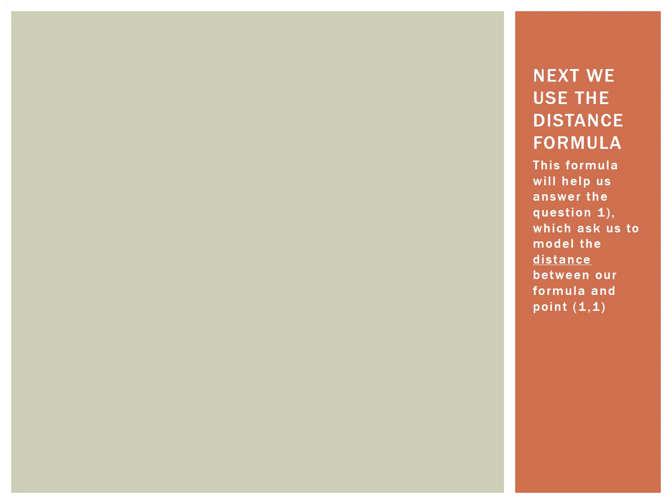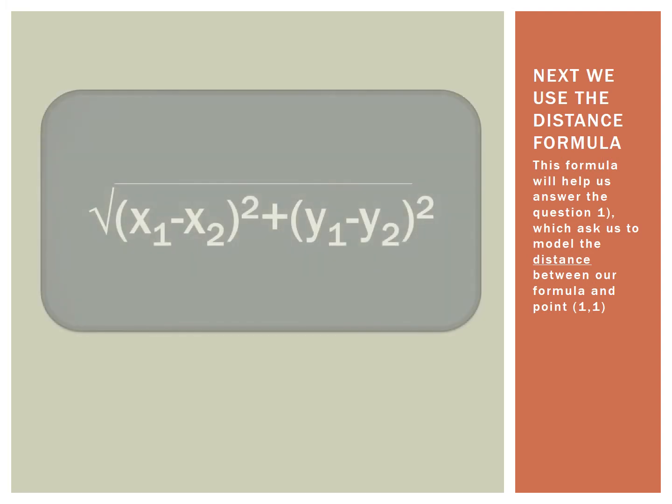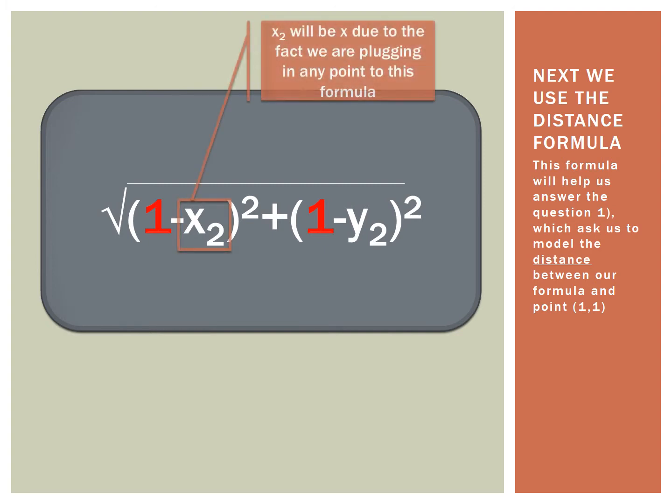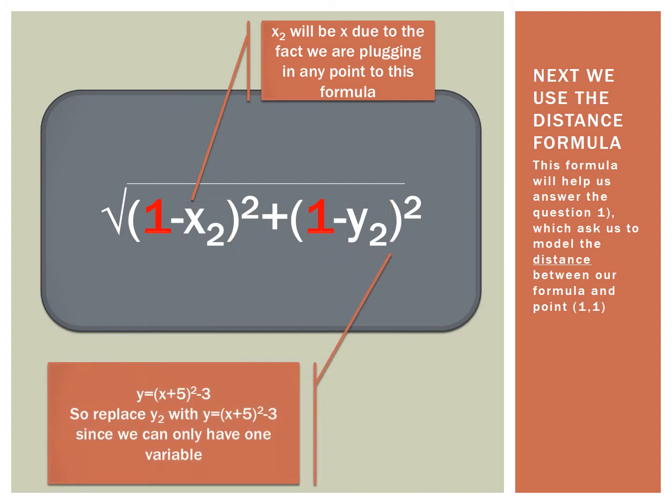Alright, so next we're going to use the distance formula. The formula will help us answer question 1, which asks us to model the distance between any point on our function and the point (1, 1). So first we're going to use the distance formula, of course, square root of (x1 minus x2) squared plus (y1 minus y2) squared. We're going to replace x1 and y1 with 1, 1 because that's the point we were given. Next we're going to replace x2 with x because we're plugging in our x. Replace y2 with our function (x plus 5) squared minus 3, because y equals (x plus 5) squared minus 3.